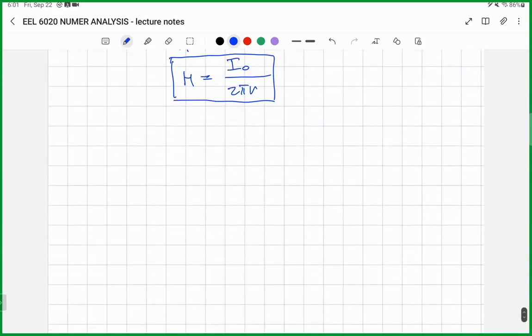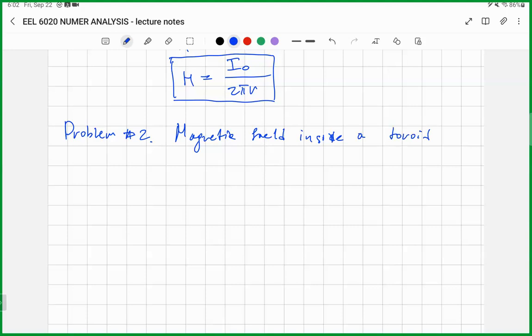So let us consider maybe another problem. Problem number two, and let's choose the one that is shorter. Let's determine the magnetic field inside of a toroidal coil with n turns and current I. Okay, so n turns and current I.